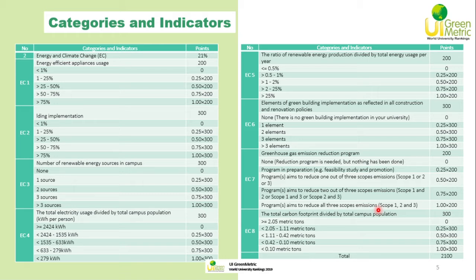For carbon footprint, it is required that relative to population, the volume needs to be 0.10 metric tons or less. This is criteria number 8. So those are the criteria for category 2, energy and climate change.